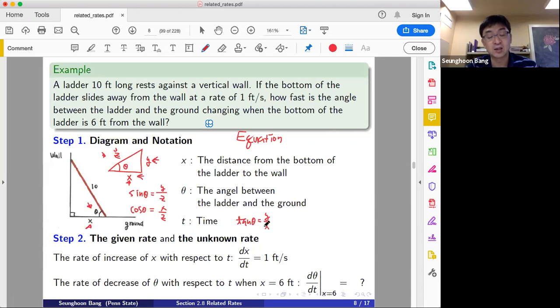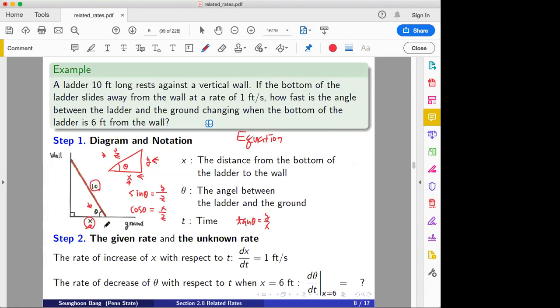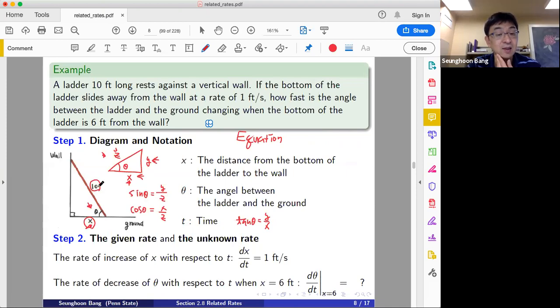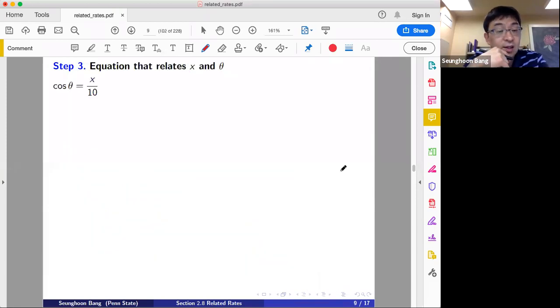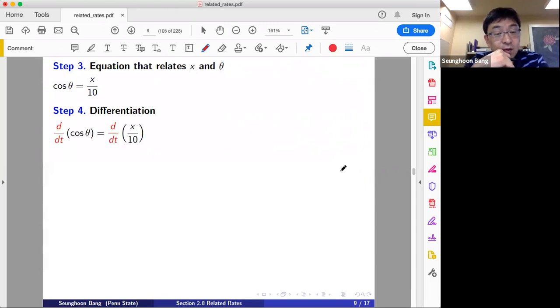So which one do we have? In this problem, we have x, which is adjacent, and the ladder, which is the hypotenuse. We can use the cosine function. So cosine theta equals adjacent over hypotenuse, x over 10. This is the idea. Next, differentiate: take the derivative of both sides with respect to time t.